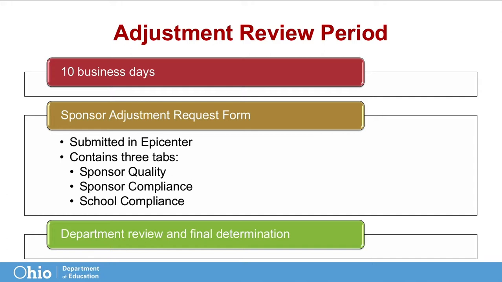Department staff will review each request and make a recommendation for each listed item and/or standard. Recommendations are then considered by a second-level review team to arrive at a final rating. The department will use the final rating for each item and/or standard when calculating the final component rating and overall sponsor rating. Additional details about the adjustment review process are included in the 2019-2020 Sponsor Evaluation Overview Training and will be communicated to sponsors.